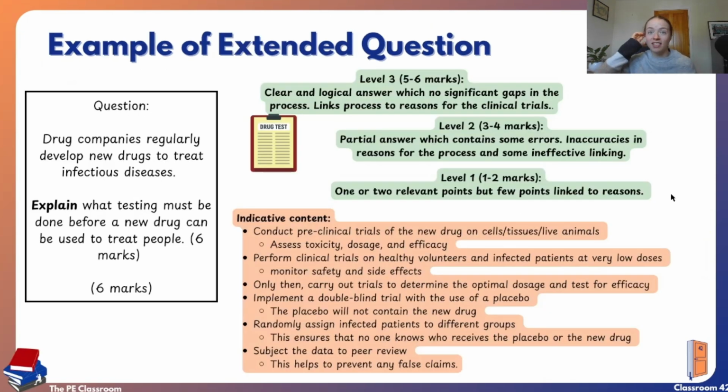So let's go through an example of an extended question here. So drug companies regularly develop new drugs to treat infectious diseases. Explain why testing must be done before a drug can be used to treat people. And this is worth 6 marks.